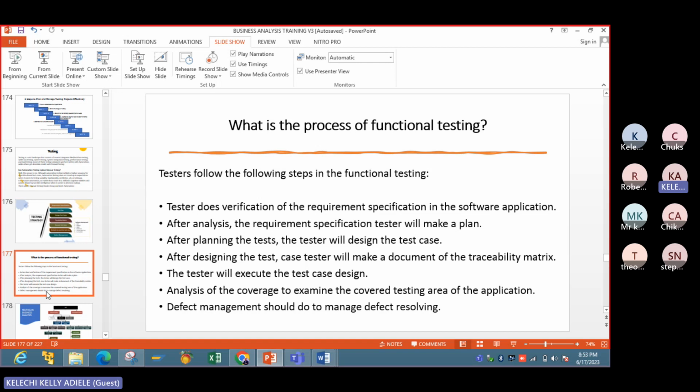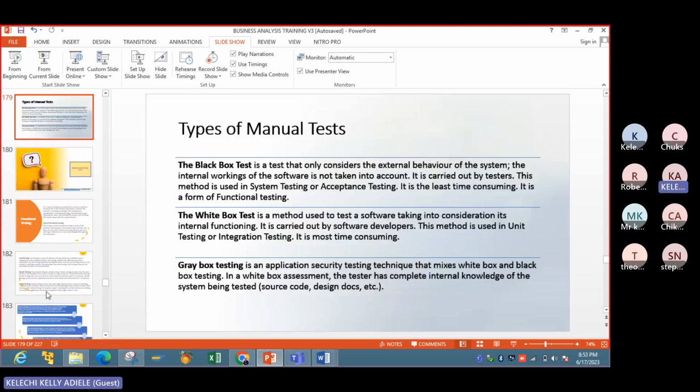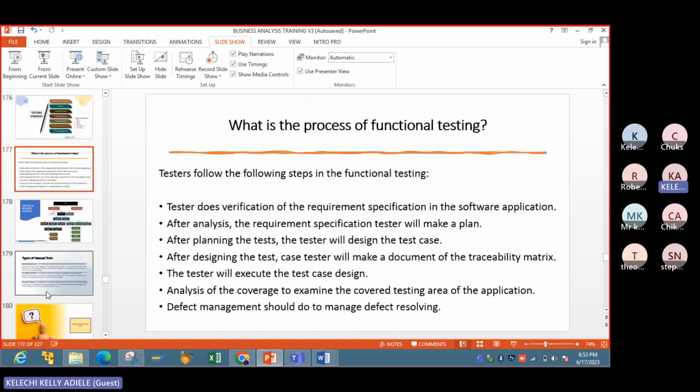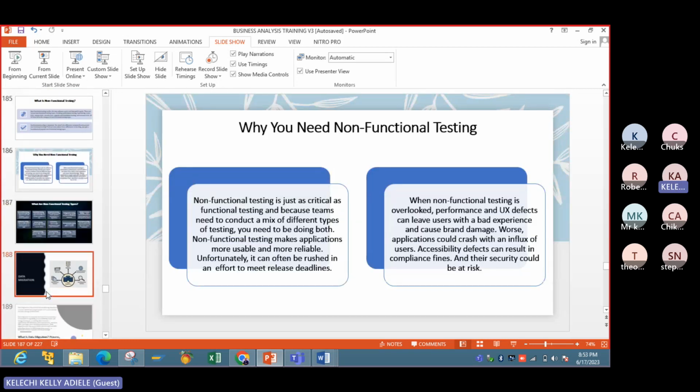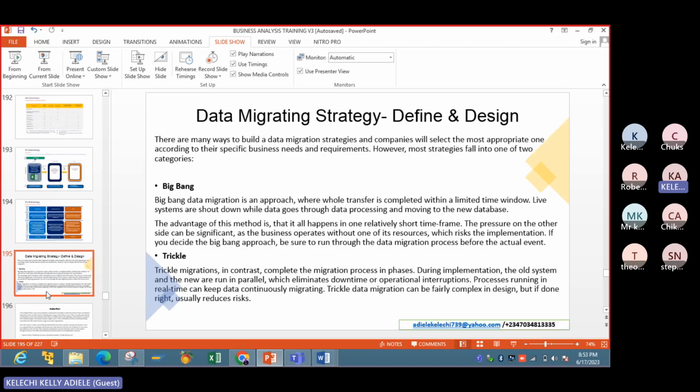So I want to thank you guys, and hopefully by 1st of July we should be done. We'll go through all the types of testing, and we'll go through data migration. This is a data migration strategy, which all of you should know, what data migration is and the different approaches, big bang and trickle. This particular one came up for me in an interview. It was basically about data migration. They asked me, which of the strategies did you use? Of course, I talked about big bang and I explained it, so it was good.